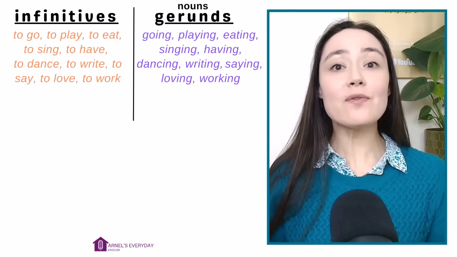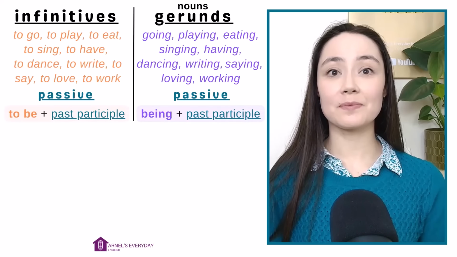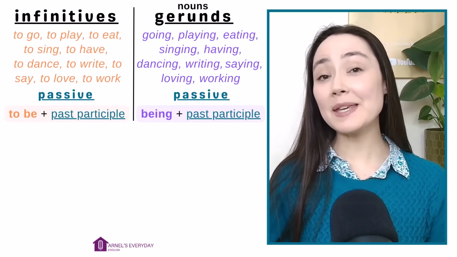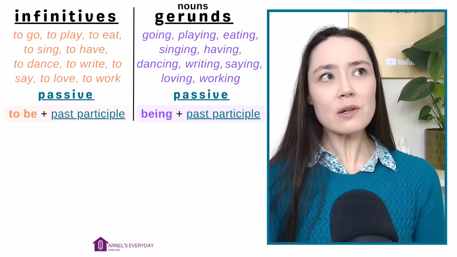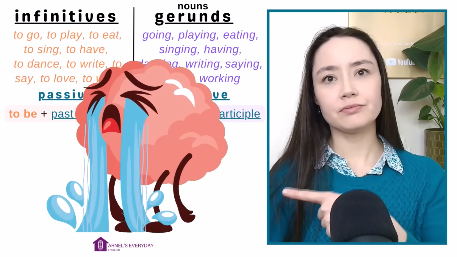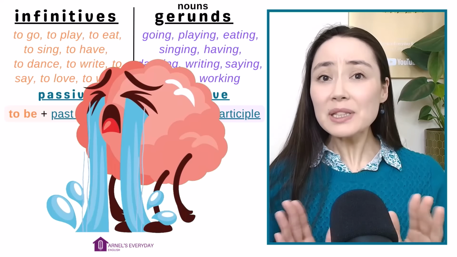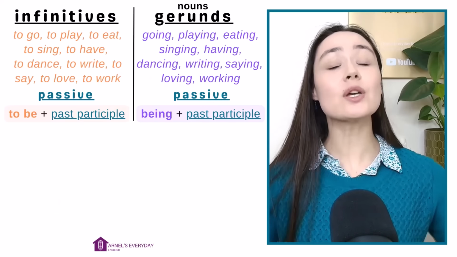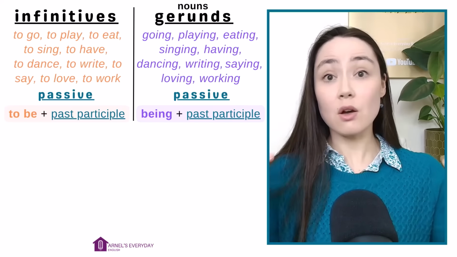How do you think we form the passive with infinitives or gerunds? To be plus past participle, being plus past participle. You know, if your brain is like this right now, I understand, but please don't worry. The most important thing in today's lesson is that you can recognize the passive voice. You don't need to be able to use it right now.